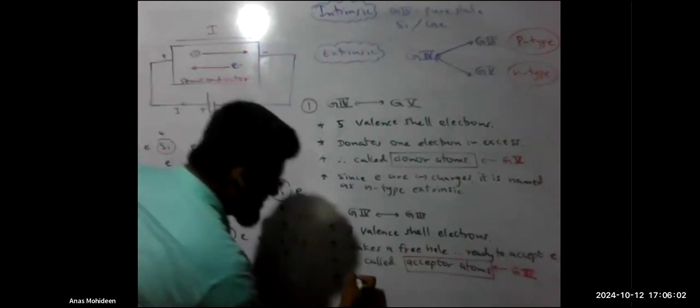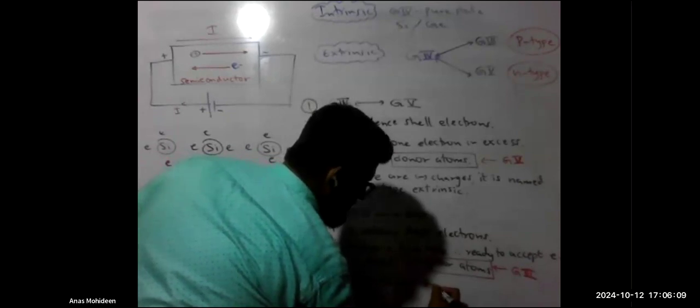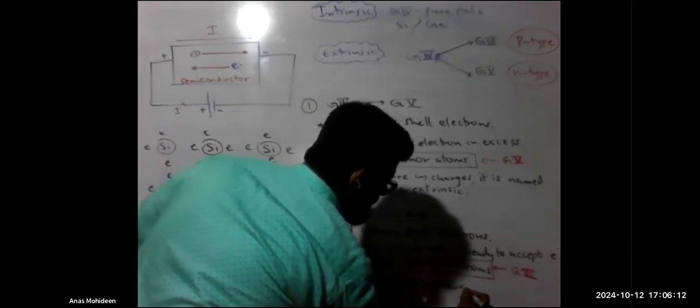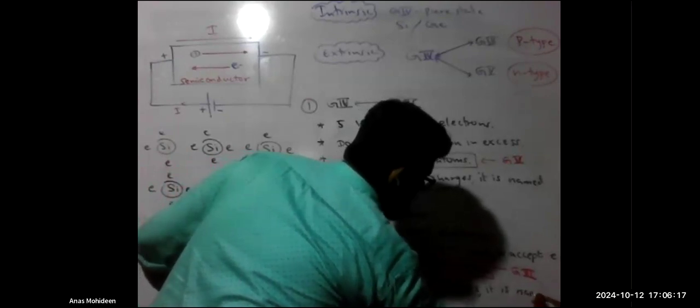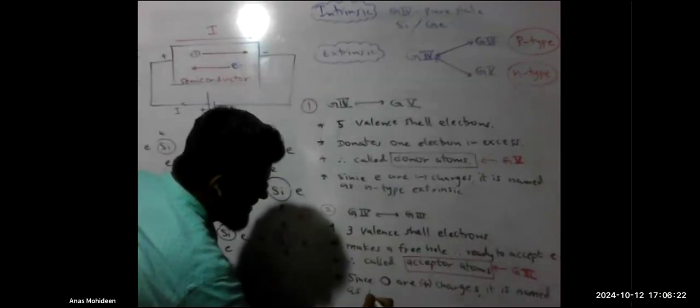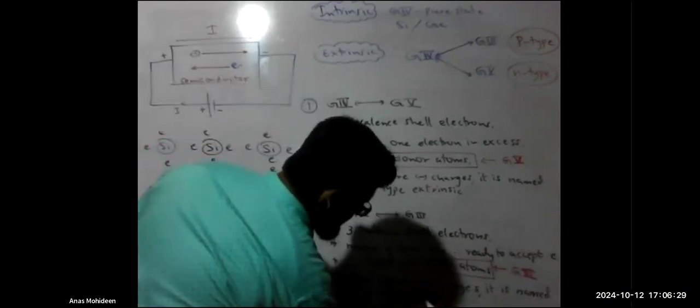Acceptor atoms. So now you see, since holes are positive charges, it is named P type. It is named as P type extrinsic. This is how the name came.